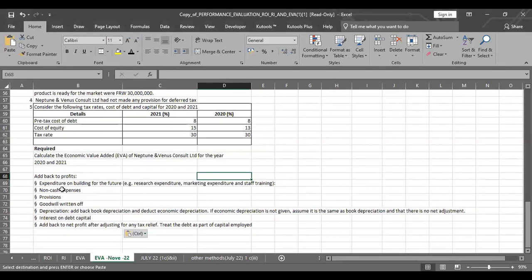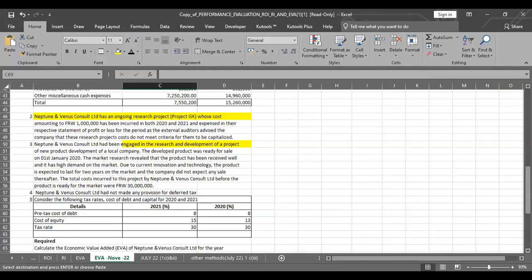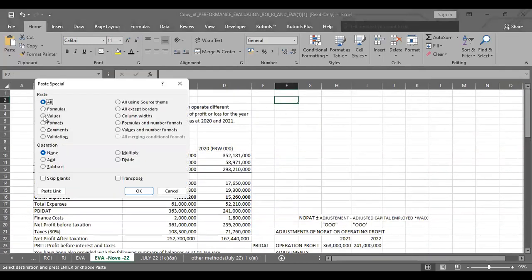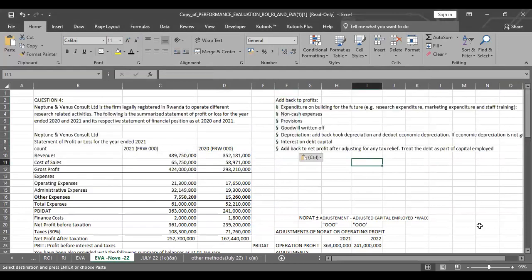So those are some of the adjustments. Expenditure, we said expenditure, non-cash expenses, provisions, goodwill written off, depreciations, interest, and all that. And remember, we said expenditure, which is of course on research and all those should be added in form of that. So if you do that, then you should know that's my intention, to make sure we get what it is. So from there, let me try to use that.